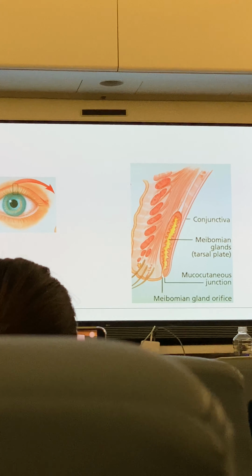In the upper lid, we have about 100 eyelashes and 50 in the lower.